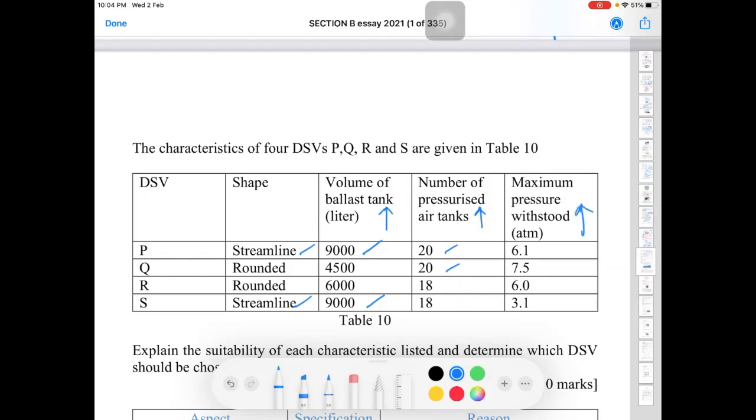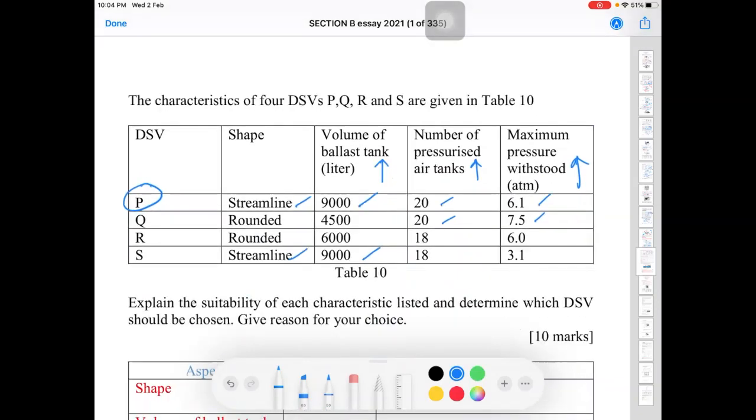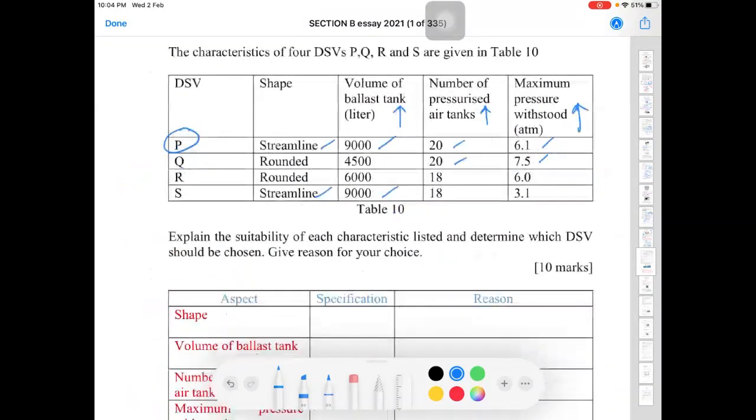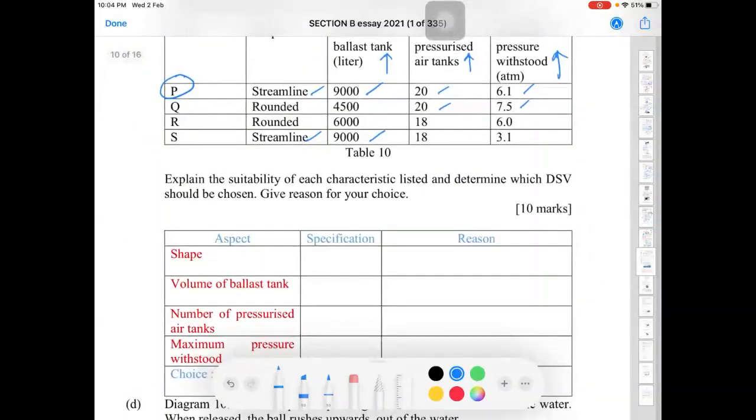Jadi dengan semua kes itu, maka kita akan pilihlah yang terbaik. So yang terbaik adalah the P. Okay, so with all the aspect, then you bolehlah answer dengan jayanya. Alright, so the shape is streamline. Streamline, streamline. Oh, tulisan cikgu teruk benar. Streamline, okay. So you nak streamline sebab apa? The reason to what?